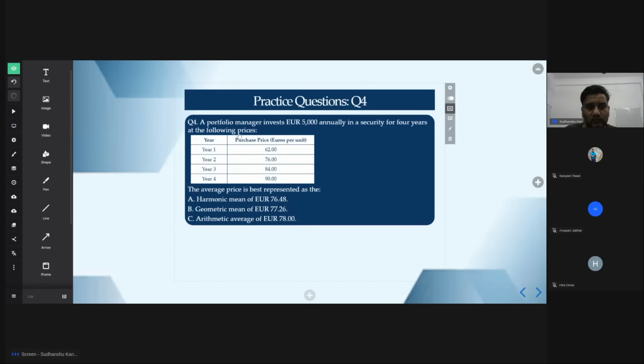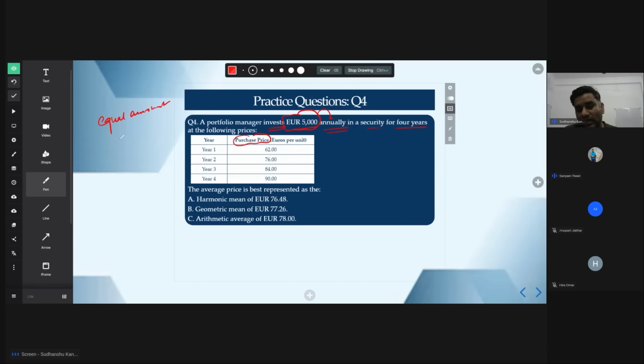A portfolio manager invests euro 5,000 annually in a security for 4 years at the following purchase prices. Again, see, purchase price. This should give you a hint. You have to see that some person is investing annually in a security for 4 years at the following prices, right? So how much he is investing, and whether he is investing an equal amount or not. So I told you very clearly, when you are investing an equal amount, the portfolio manager invests euro 5,000 annually. So what was that equal amount investing, guys? What was the best thing to use there?